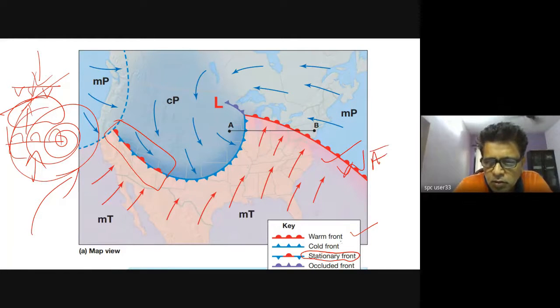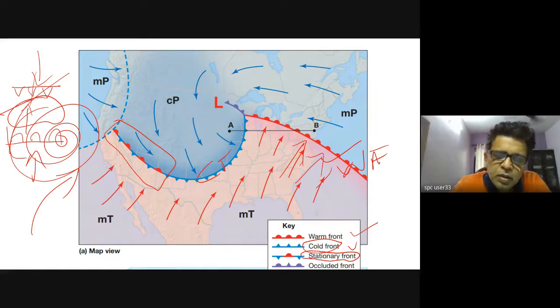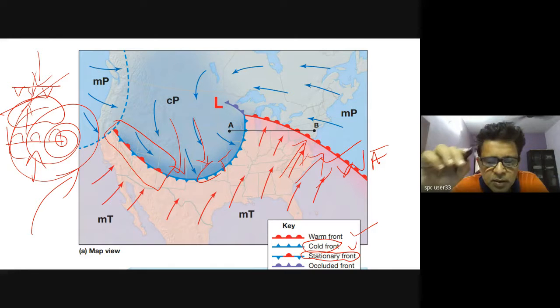Okay, this is going to be a cold front. Now, why is it called so? Because you'll see the warm winds are moving ahead here, the cold winds are moving ahead. And somewhere here, what is happening is that you have a mixture of warm and cold front, and that's why it's called a stationary front.